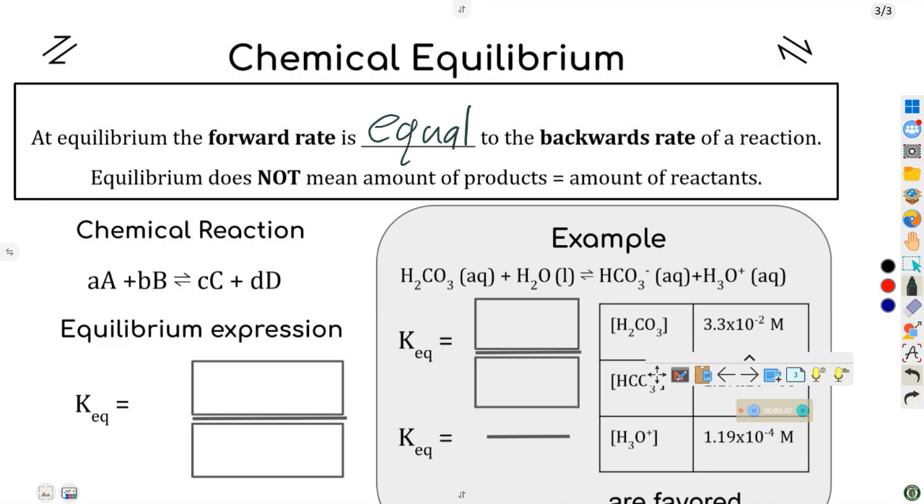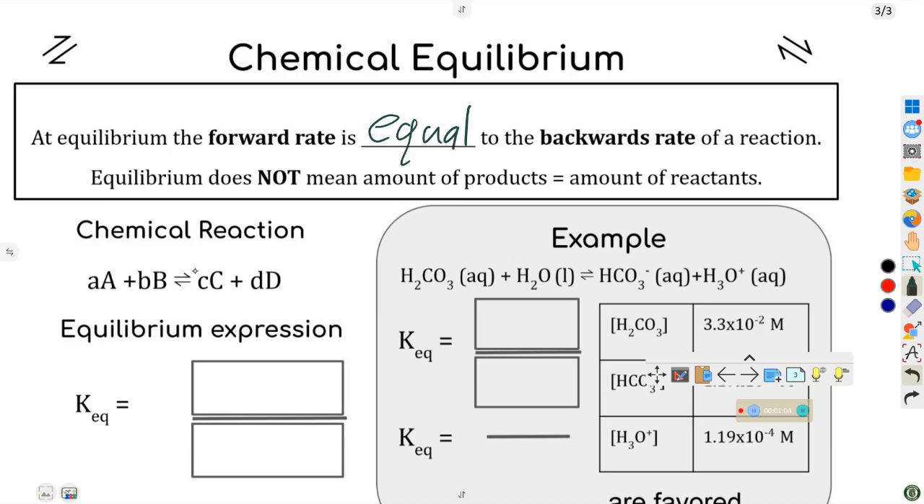It does not mean the amount of products is equal to the amount of reactants. That is something that confuses students quite often, and you need to make sure that is not what you're getting in your head. It is when the forward rate equals the backwards rate, not that the concentrations are equal.